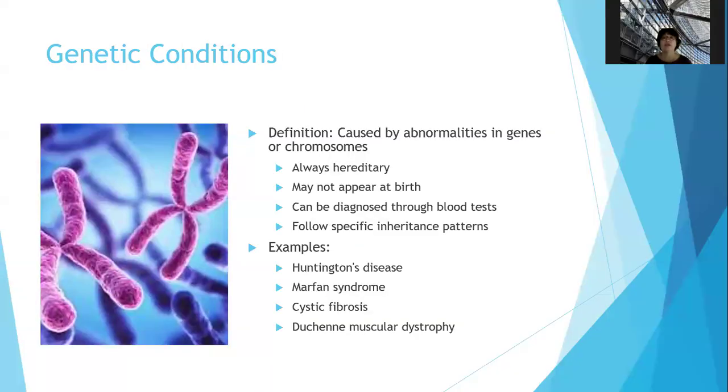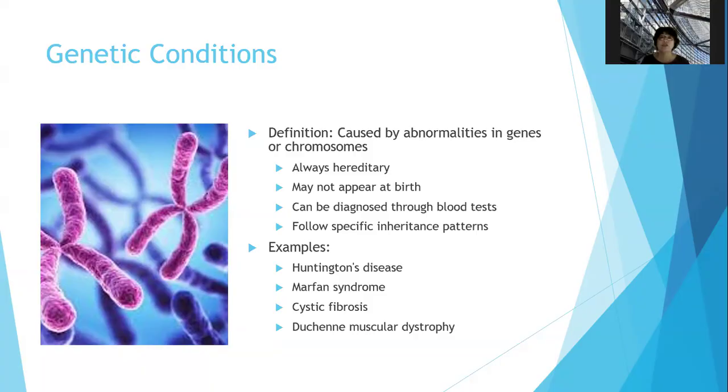Genetic conditions are caused by abnormalities or changes in genes or chromosomes. Genetic conditions are always hereditary, but they may not appear at birth. There are certain diseases that you don't see until you're older. So they're called delayed lethal genotypes. I don't know if lethal is the right word, but that's what they call it. It means you don't know you have it until much later in life. So polycystic kidney disease is an example of that.